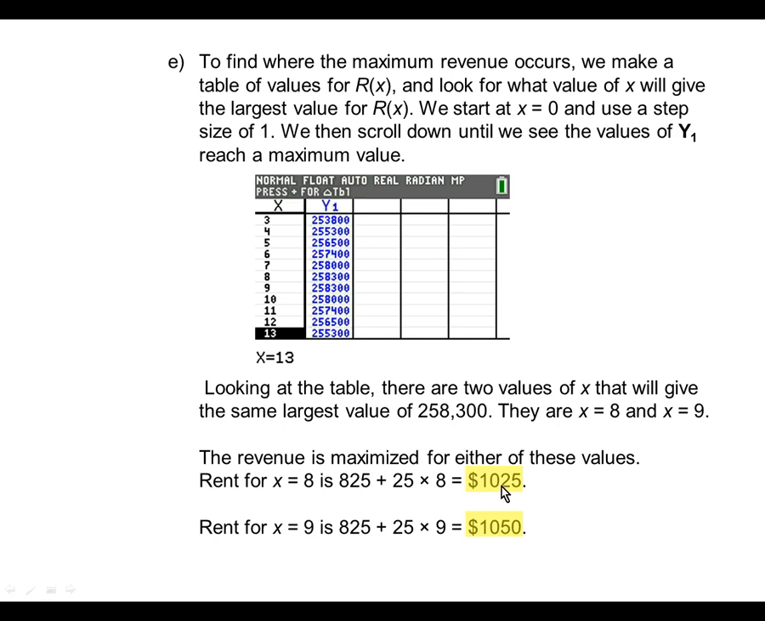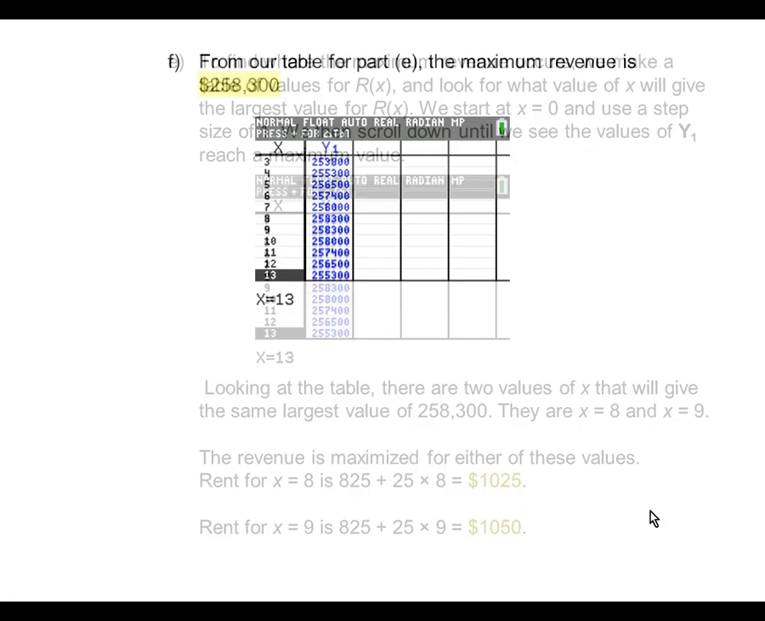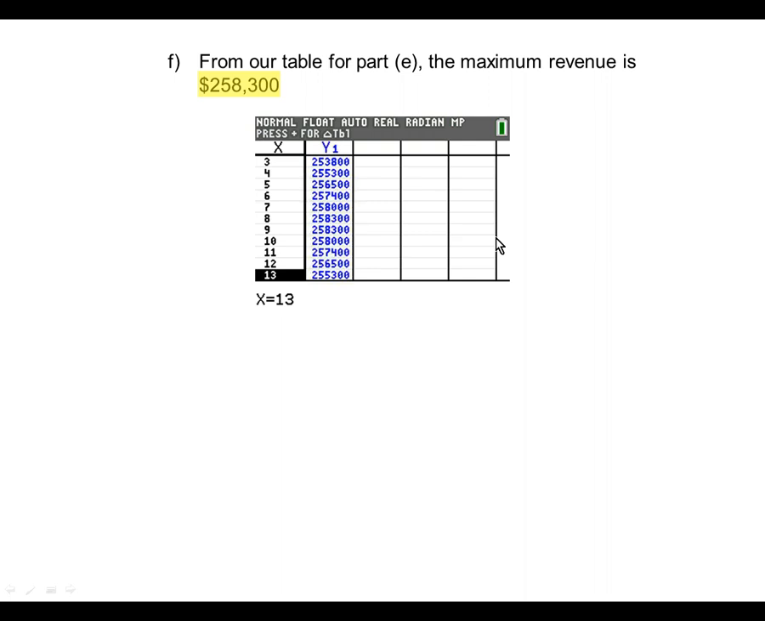So either one of those two monthly rental charges will give you a maximum revenue. And we know what the maximum revenue is now. It's $258,300. So question F, from our table for Part E, we see that the maximum revenue is $258,300.